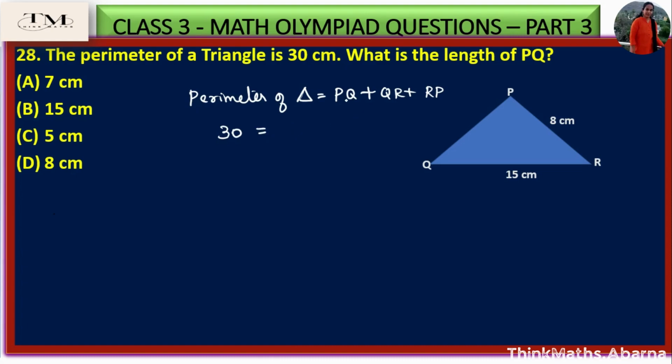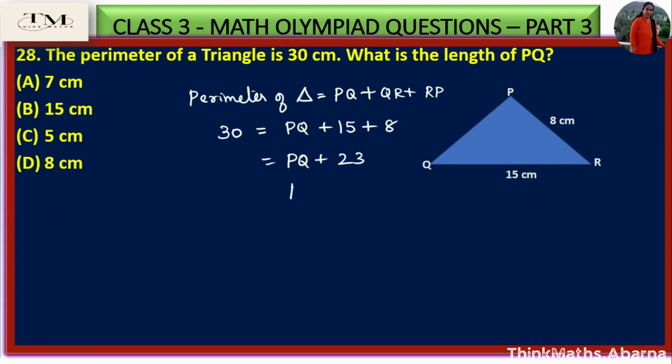So 30 equal to, what is PQ? We don't know. So PQ we don't know. What is QR? QR is 15 plus what is RP? RP is 8. So it is PQ. What is 15 plus 8? 15 plus 8 is 23.